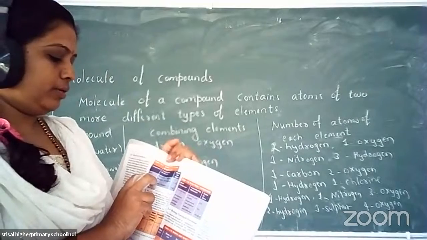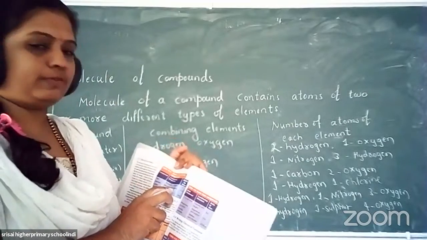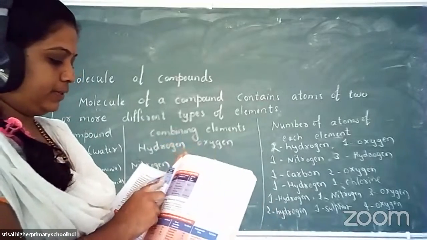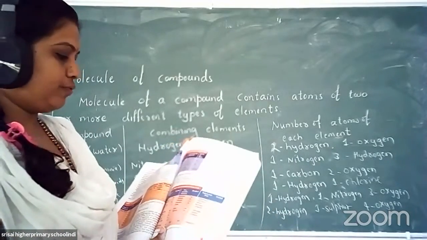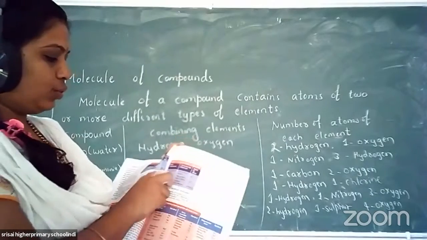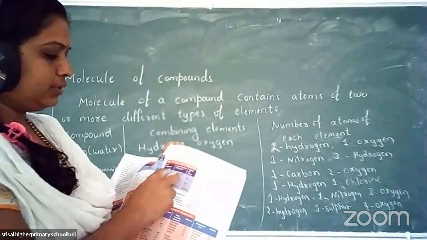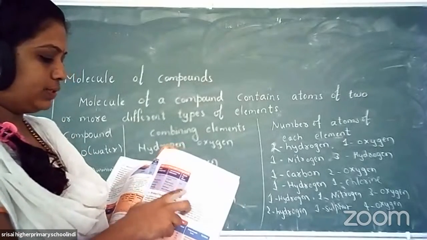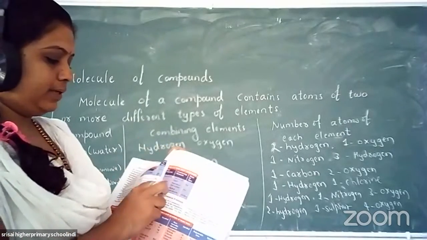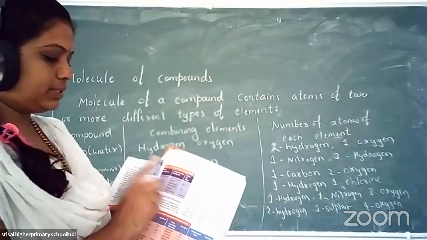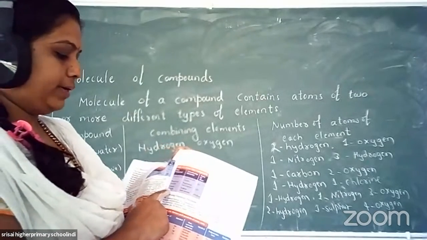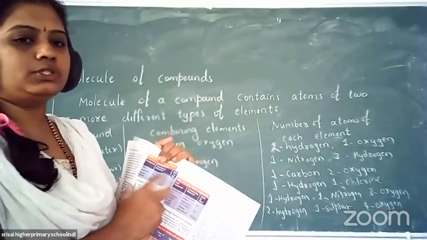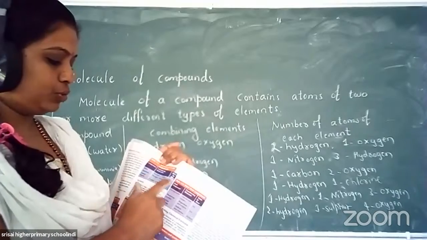Like that, ammonia means nitrogen and hydrogen atoms. We'll write the ratio like this. Then some ionic compounds: calcium and oxygen, calcium oxide, magnesium sulfide, sodium chloride. So we have to find the ratios of these elements and compounds.